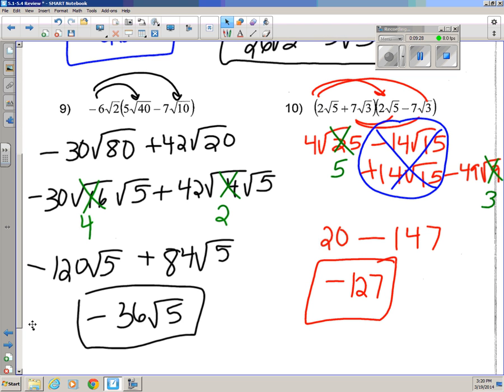So for tomorrow, you need to make sure that you can simplify radicals like number 1. You can multiply radicals like 2 and 3. You can divide radicals like 4 and 5. You can simplify radicals by changing them over and then combining like terms, which was 6, 7, and 8. And then 9 and 10 is all about the multiplication.